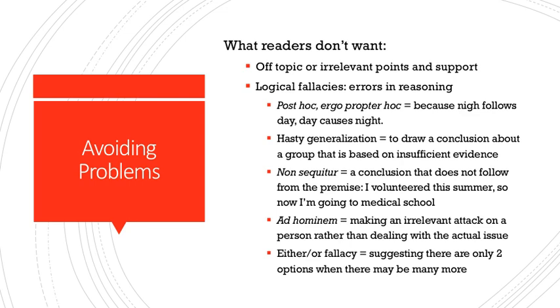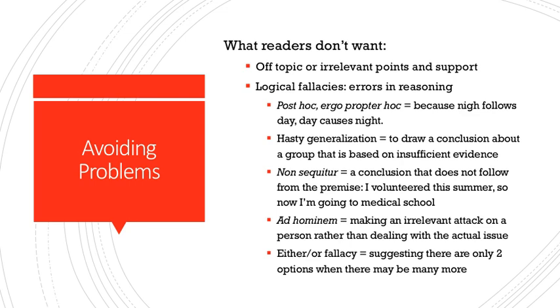First one, post hoc ergo propter hoc. It's Latin for if this, then this. And it means that basically there is an error where you're saying because of this thing, this other thing happened.